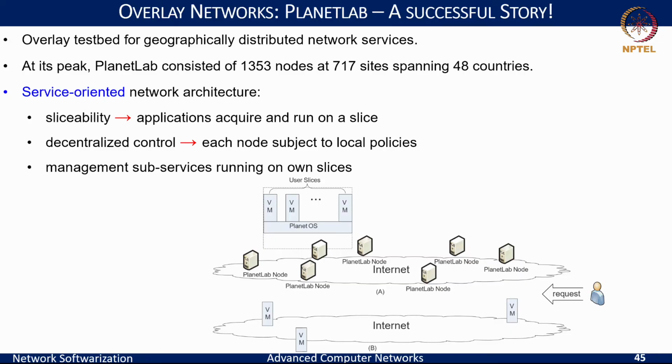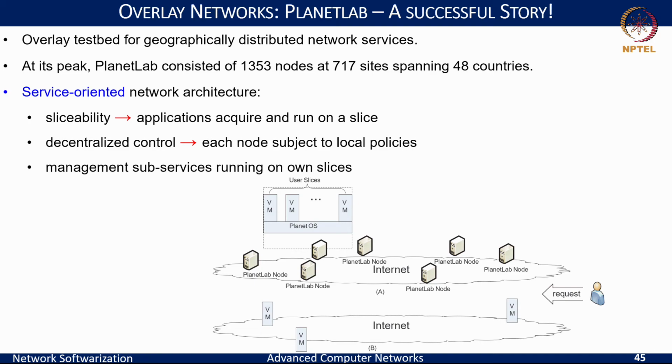What PlanetLab led to was the building of a service-oriented network architecture on which researchers could deploy, run, and experiment with their networking aspects, or even distributed computing protocols, and see how they would really run over this geographically distributed network. This was the first service-oriented network architecture, presented by the works that we saw earlier, Larry Peterson's work and David Culler's and others', which led to the building of PlanetLab with virtualized networks and a virtualized testbed. This provided the means to use the resources in a sliceable fashion, where applications can acquire a set of slices and run on the desired slices.